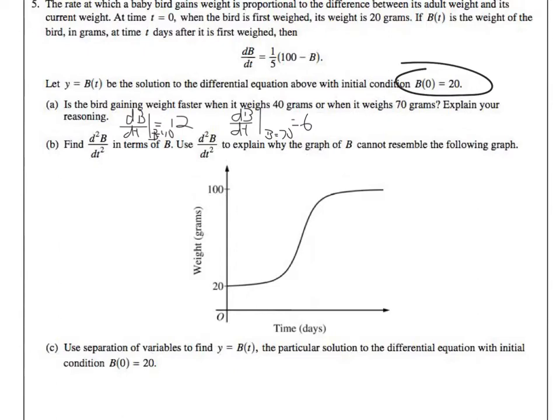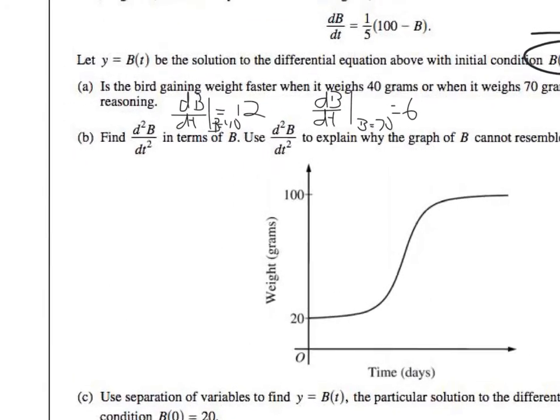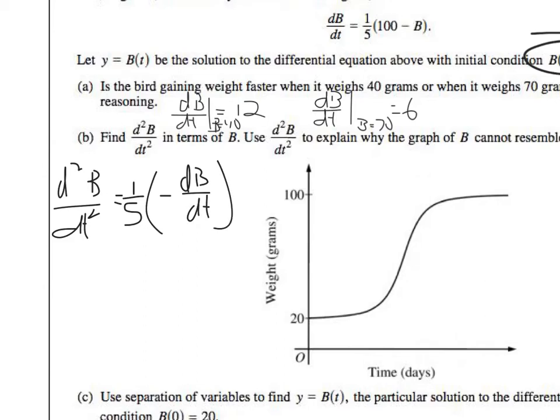Find the second derivative in terms of b. Use the second derivative to explain why the graph cannot resemble that. Okay, so second derivative. The left side's easy: d squared b over dt squared. And then the right side, 1/5 will stay. The derivative of 100 is 0. The derivative of b is dB/dt. And so we have 1/5 times negative dB/dt. So that means that value is always less than 0, right? Well, maybe not always, but mostly less than 0.